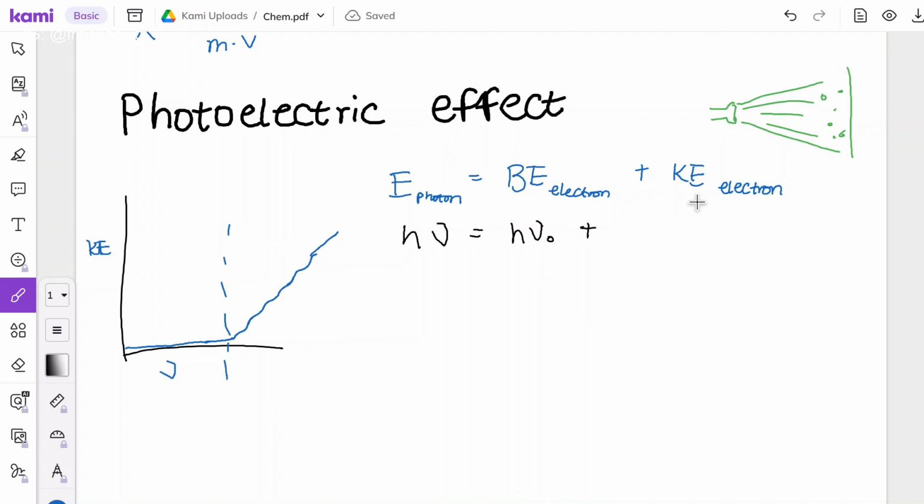We did a little bit of this in Chem 2A, where the formula for kinetic energy is mass times velocity squared. But you don't have to know too much about this equation, just know the concept that the energy of a photon, the photons that bounce off, is equal to the binding energy plus the kinetic energy. So the binding energy is the threshold plus the kinetic energy. This is the level that you're supposed to understand this equation by.